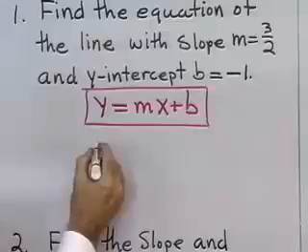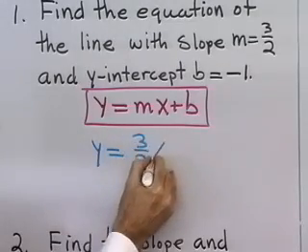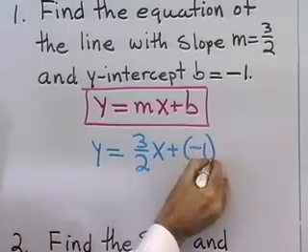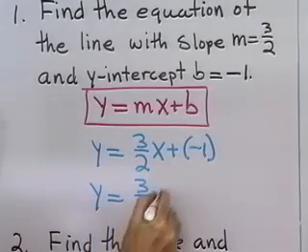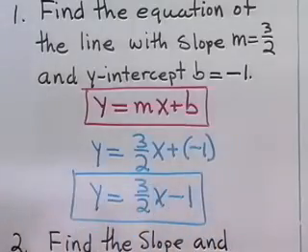In this case, I have m is equal to 3/2, so I substitute in 3/2 for m. There's my variable x, plus my y-intercept of -1. I can simplify that further into just 3/2 x minus 1. There's the equation of that line, and it's just that easy to find.